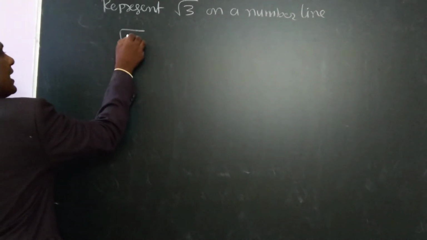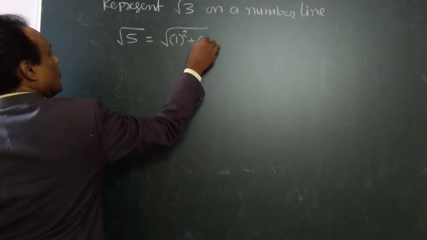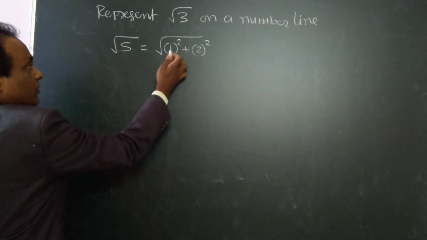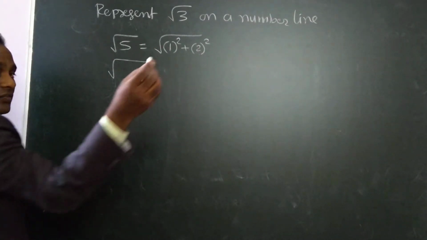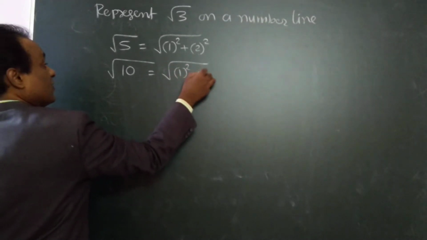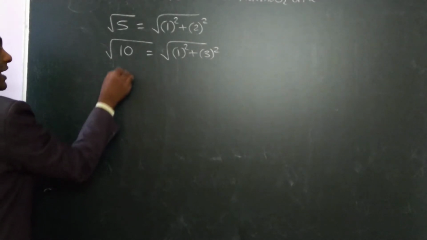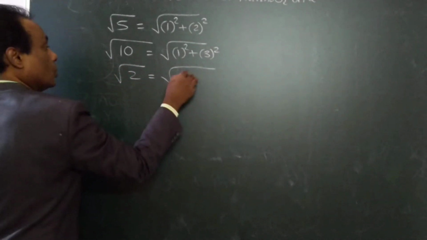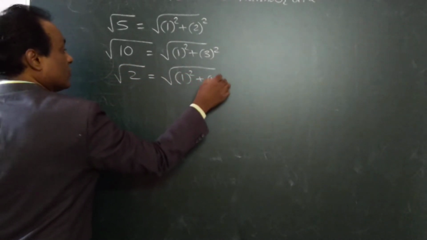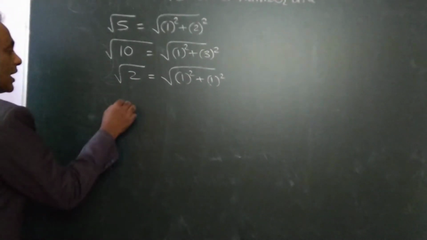See, I explained root 5. 5 can be written as 1 square plus 2 square. 2 square is 4. 4 plus 1 is 5. And even we solved root 10 also. Root 10 is 1 square plus 3 square. 3 square is 9 plus 1, 10. And even I explained for root 2 also. 2 can be written as 1 square plus 1 square. 1 square is 1. 1 square is 1. 1 plus 1, 2. But how to write root 3?